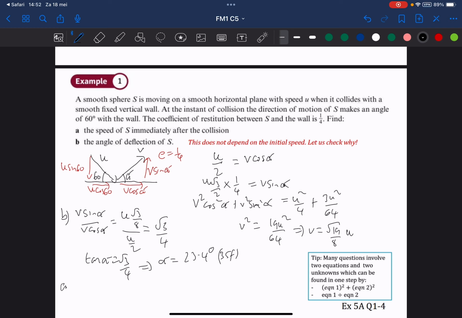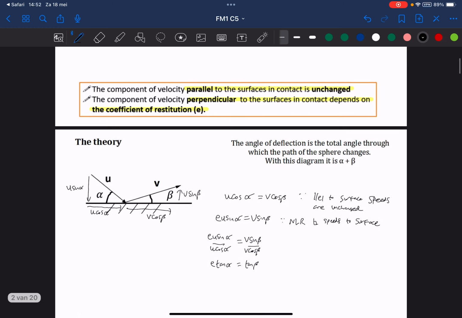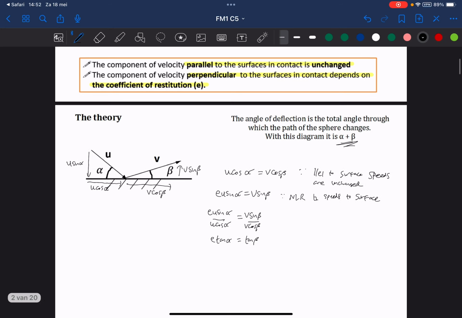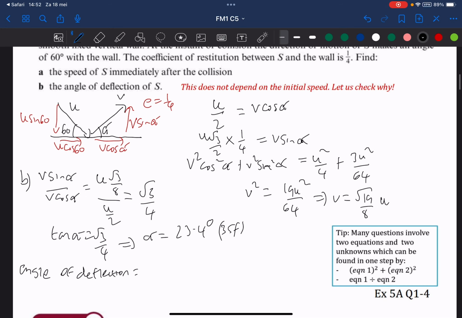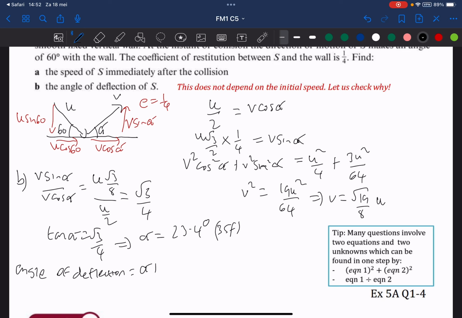And then we're asked for the angle of deflection. Well, I told you further up on the screen what the angle of deflection was. Let's see where I wrote it. I told you it here. It's alpha plus beta. It's the same diagram that we've got here. So all we need to do is alpha plus beta, which is your 60 degrees, which is here, plus the thing we've just found, which is 23.4. So the angle will be 83.4 degrees. And that's how we do example 1 in the textbook.